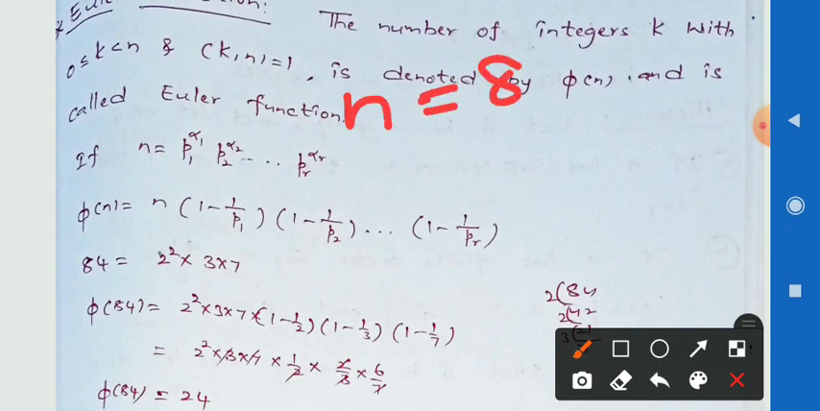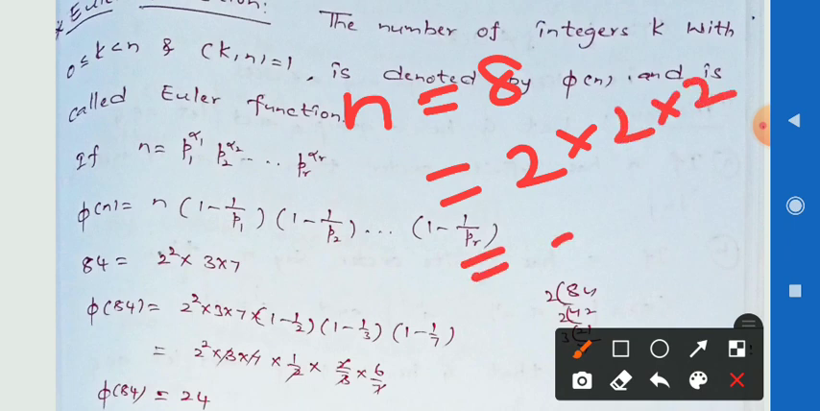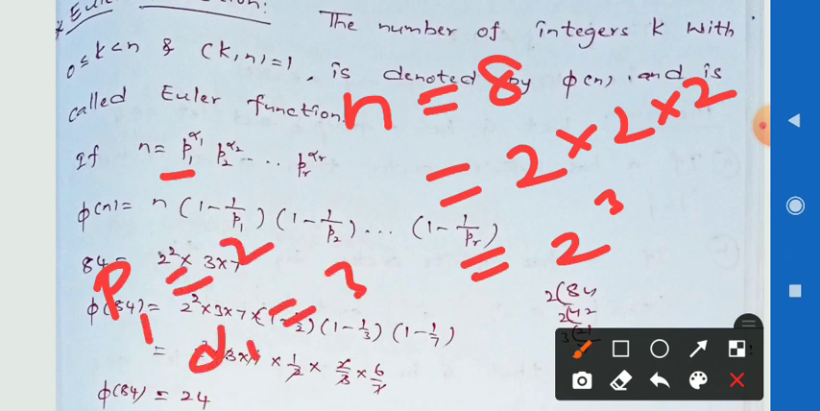The 8 must be written in the form of prime factors. Means 2 into 2 into 2, that is equal to 2 to the power 3. Means here p1 power alpha 1, p1 is 2, alpha 1 value is 3. Means we have the formula phi of n is equal to n into 1 minus 1 by p1, 1 minus 1 by p2, up to 1 minus 1 by pr. Here the primes are p1, p2, pr. Here if n is equal to 8, the prime number is only 2. Therefore we can say there is only one prime, that is p1.